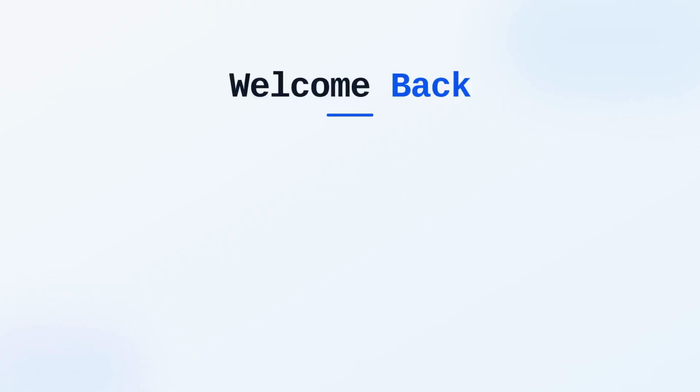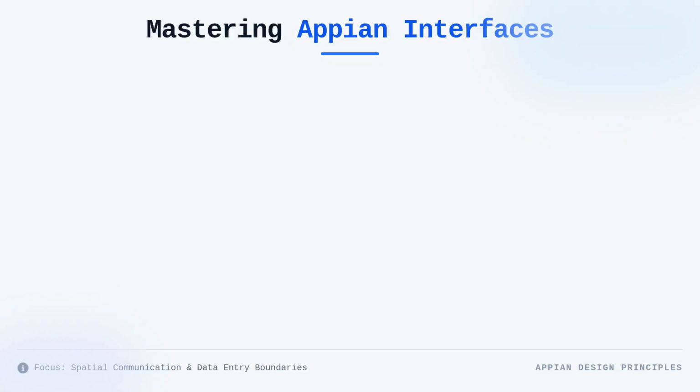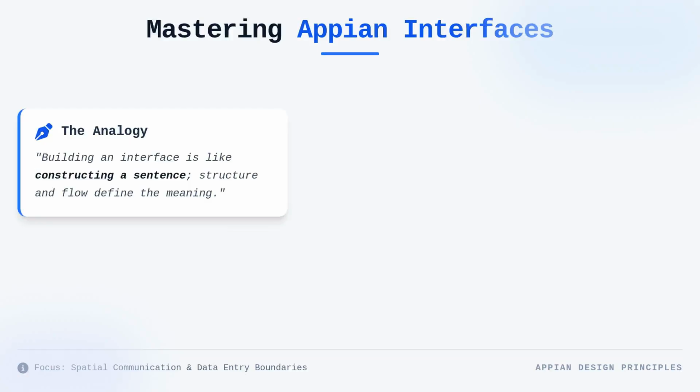Welcome back. In this chapter, we explore how to construct professional and responsive user interfaces using the Sail framework's layout and navigation components. Building a functional interface in Appian is much like constructing a sentence. If you neglect the structure and the flow, the meaning becomes obscured.